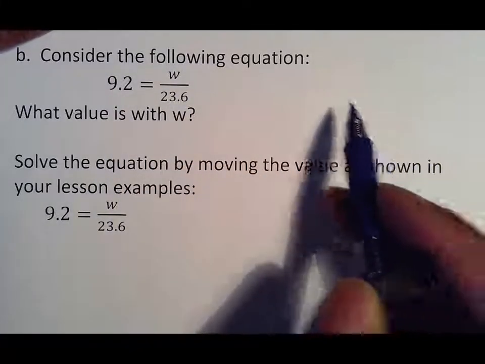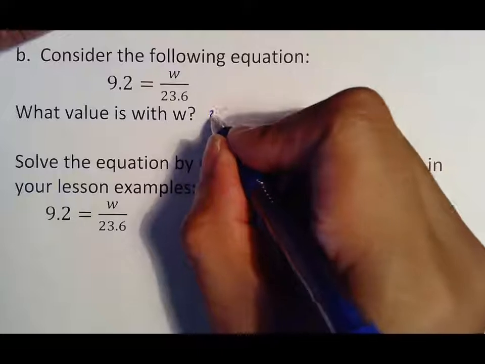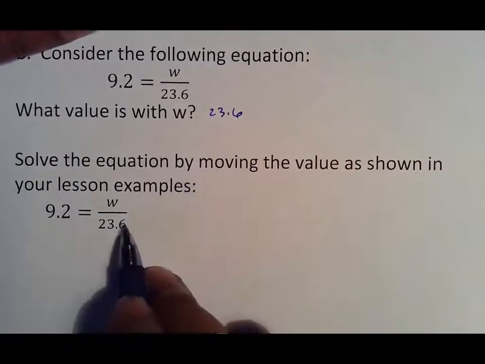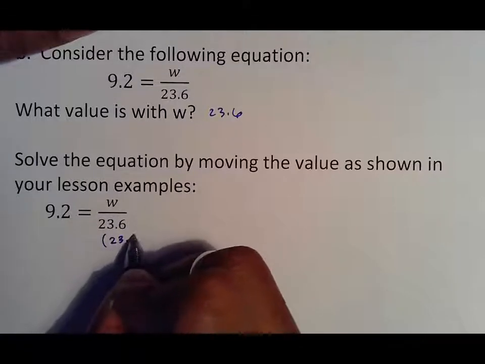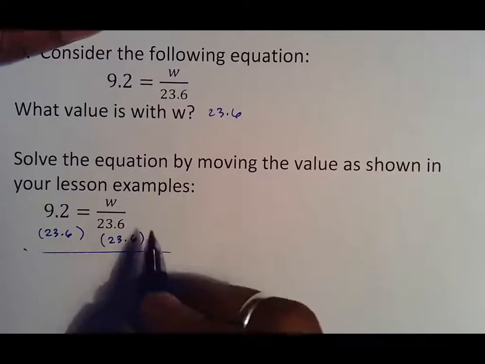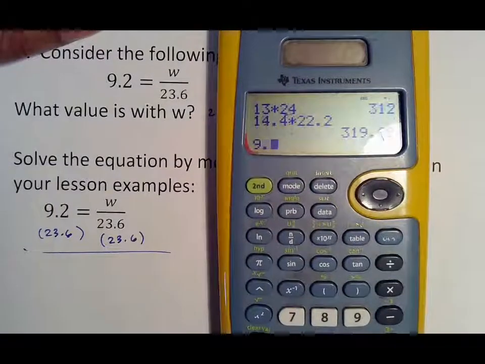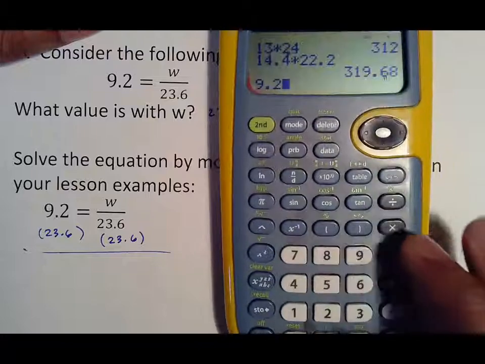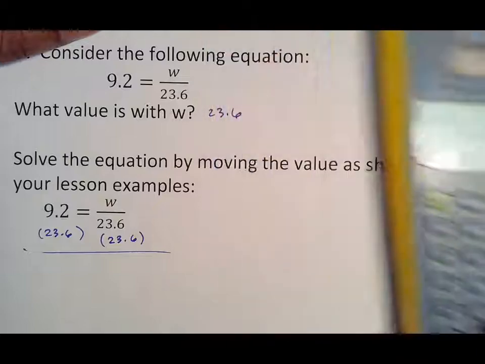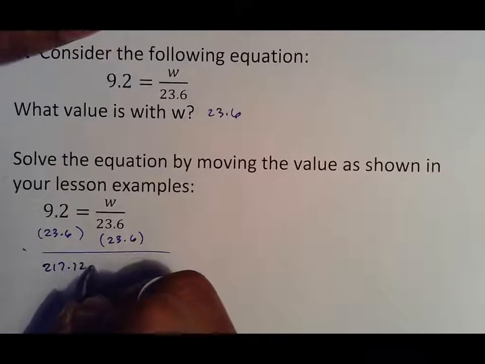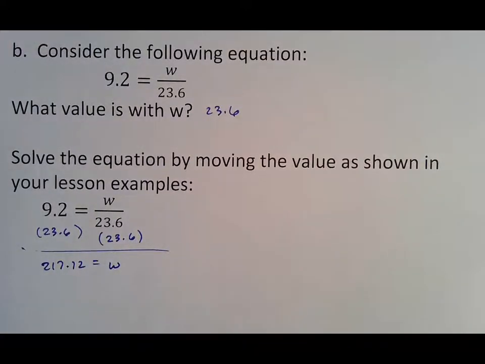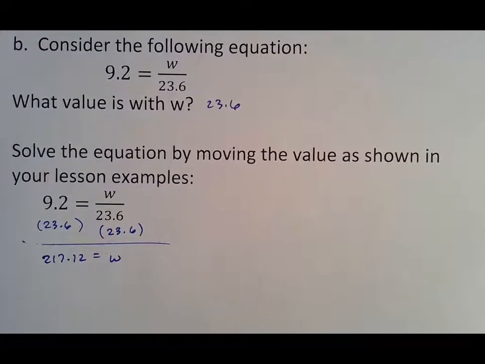W over 23.6 equals 9.2. What values with W? That would be 23.6. And so what you're looking at here is how do I move 23.6? And that is by multiplying because that's W divided by 23.6. And then when I do 9.2 times 23.6, there you can see it. That should give me 217.12. And then W comes down and that number goes away. And that is it. Let's look at 2 more before we wrap this thing up.